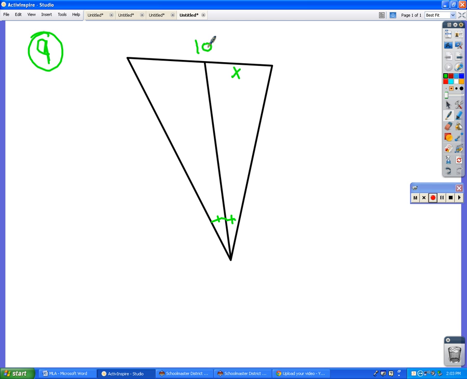Hey, it's a bird. What? It's a bird! All right, number 9.